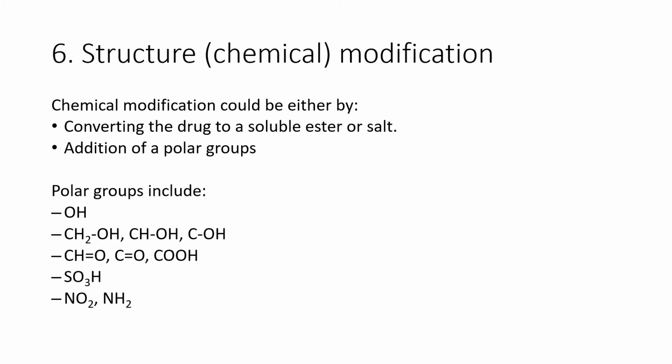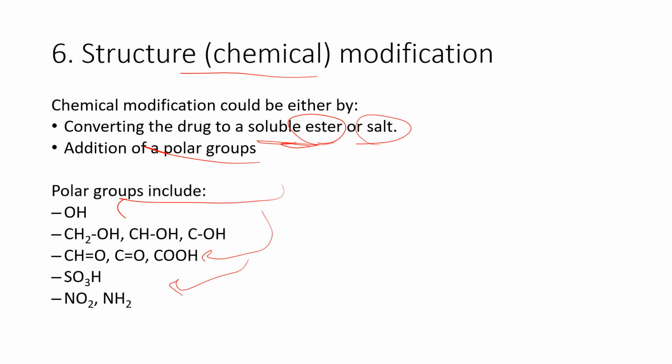We can also make a chemical modification of the active ingredient by converting the drug to a soluble ester or salt, so it will be more ionized, or by addition of polar groups like OH, ketone, aldehyde, carboxylate, sulfonate, nitrite, amine. All these groups will increase the drug solubility and dissolution rate as well.